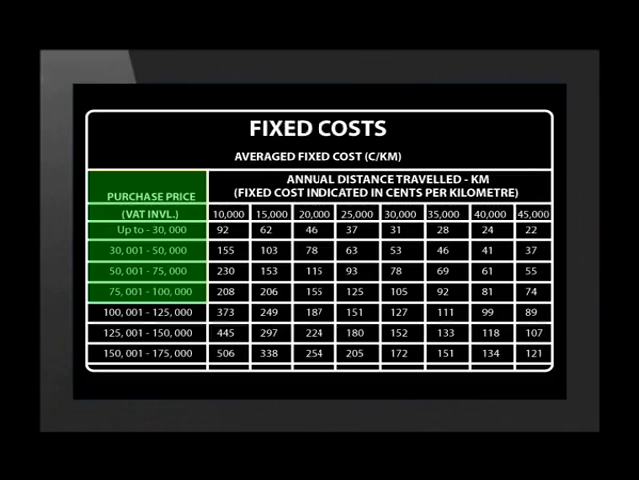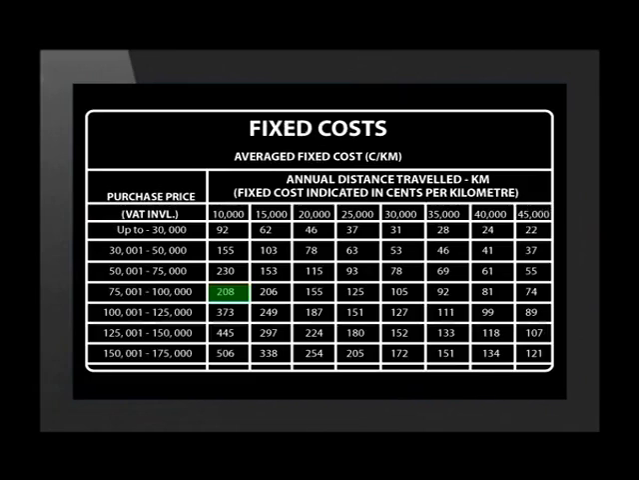We now need to calculate the annual distance covered so that we can determine the cost per kilometer. In 1 month, 1,331 kilometers were traveled. To calculate the annual distance traveled, we multiply this by 12, giving 15,972 kilometers. We look at the table again and find that the cost per kilometer traveled is 208 cents. To make this simpler, let's convert this to rands. By dividing it by 100, we get 2 Rand and 8 cents.